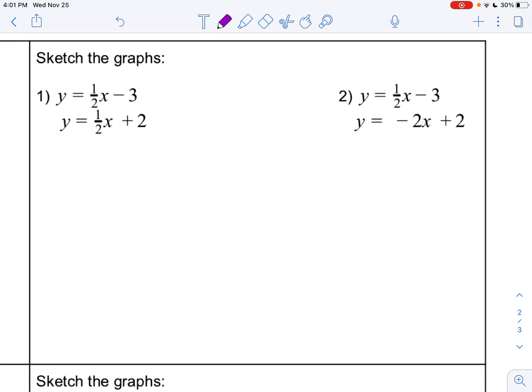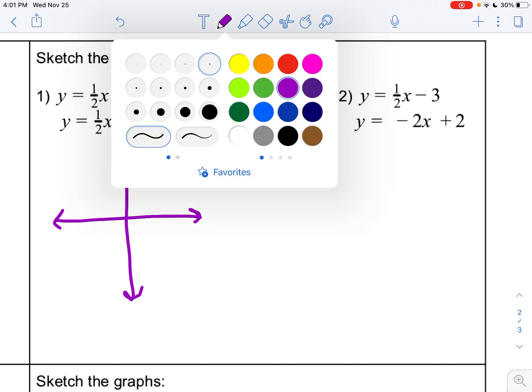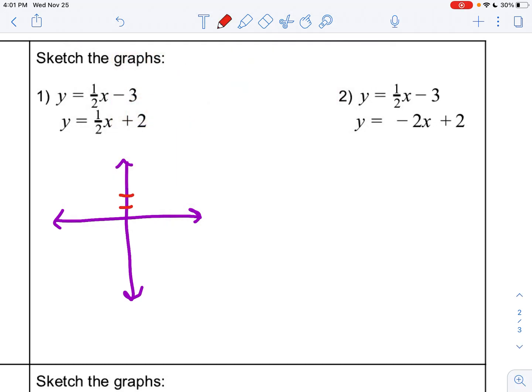Okay, so it says sketch the graphs. So here, look, they're going to be parallel, right? Because both of the slopes are the same, 1/2. So here's how we sketch it. We're going to start, I'm going to go up 3. Actually, I'll do 6.